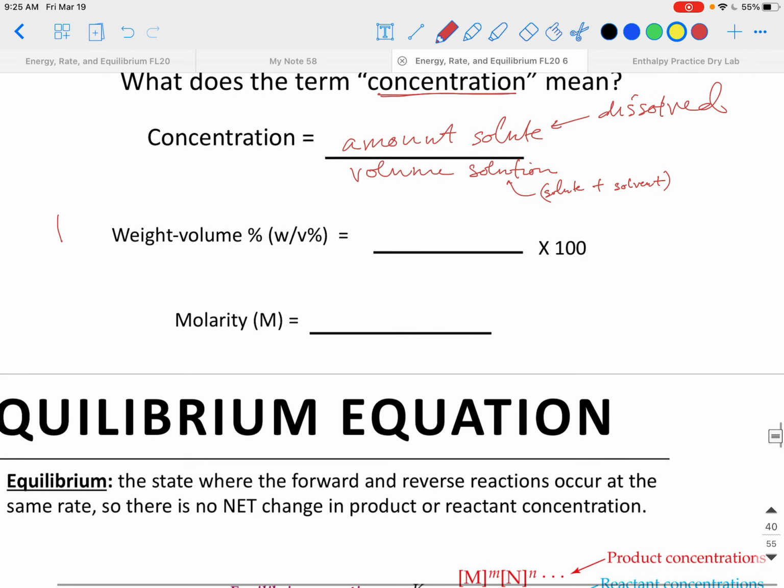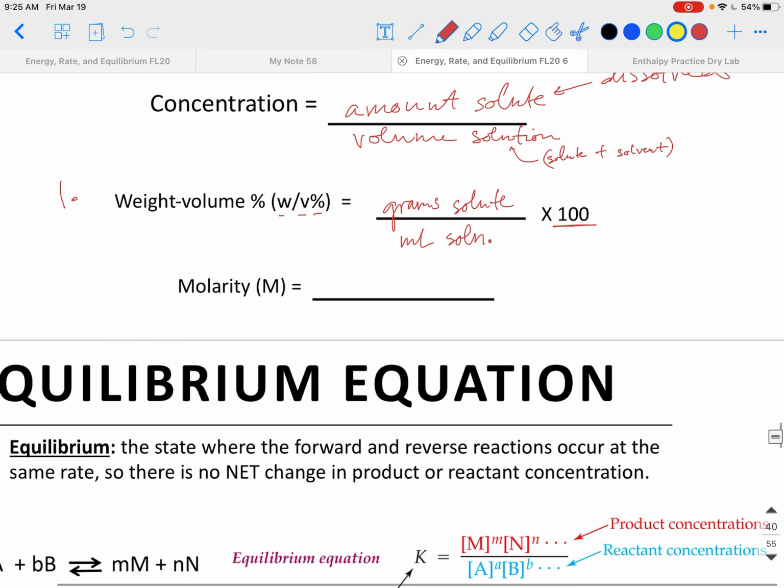So the first way you can measure concentration is with a weight volume percent. We abbreviate it WV percent. And the definition of that, it's grams. Okay, grams is an amount of solute per milliliter of solution. I'm going to abbreviate SOLN. So grams of solute per milliliter solution times 100. Okay, don't forget this times 100. That turns it into a percent. Okay, the times 100 turns it into percent.